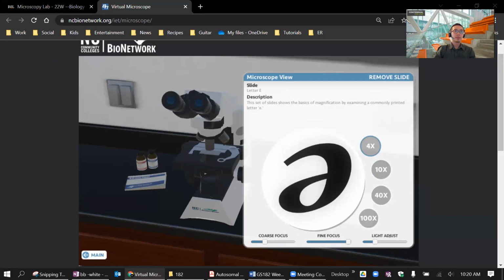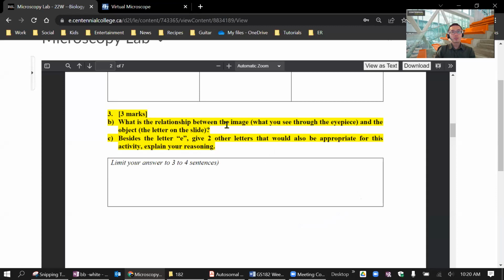It's okay. You can tell me what you think. Okay, and then if you get it wrong, I'll tell you, and then you'll have the right answer. But I want to hear what people say. This is the question, right? What is the relationship between the image, the E, and the object?